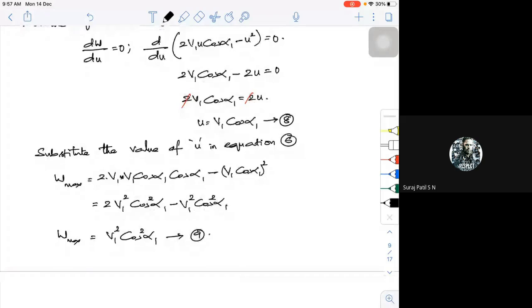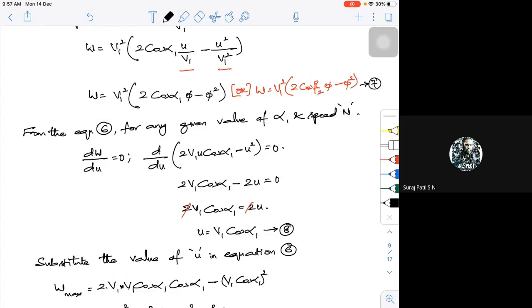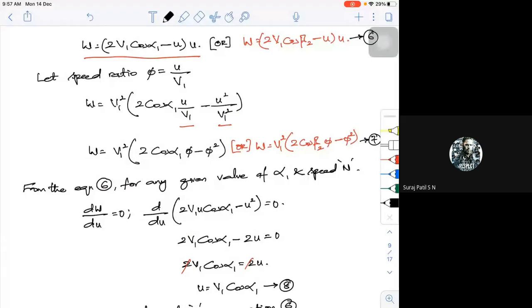But your simple work done expression is W is equal to 2 times V1 U cos alpha 1 minus U square. This is a special thing, where sometimes they may ask you to obtain the expressions for work done in terms of speed ratio. In that case, just substitute for phi. The speed ratio is equal to the ratio of your peripheral velocity divided by V1, that is your absolute velocity. I may write in terms of phi. So these are the different ways of writing your work done expression for a reaction turbine.